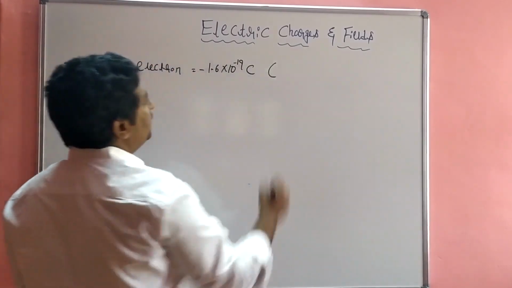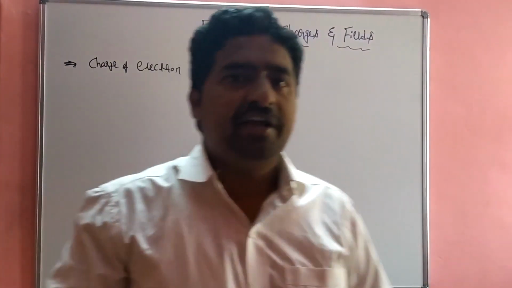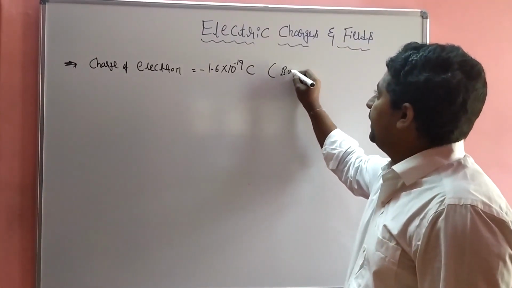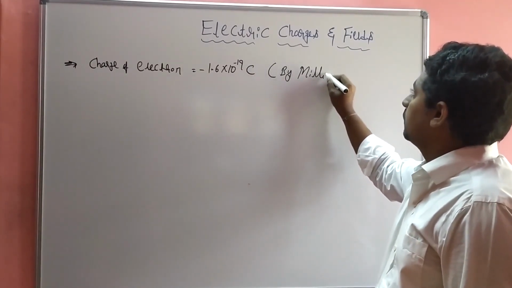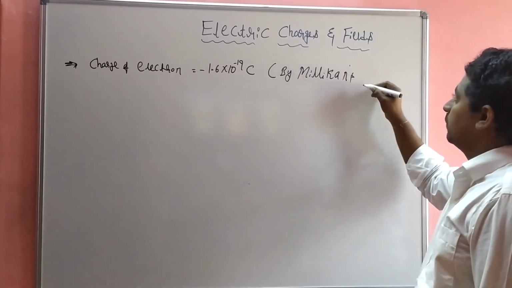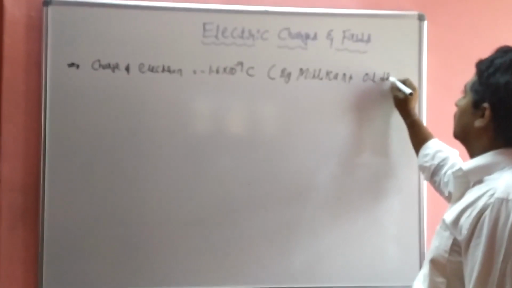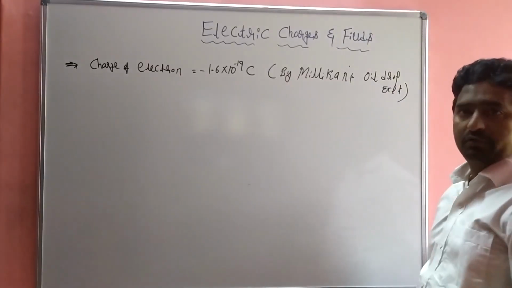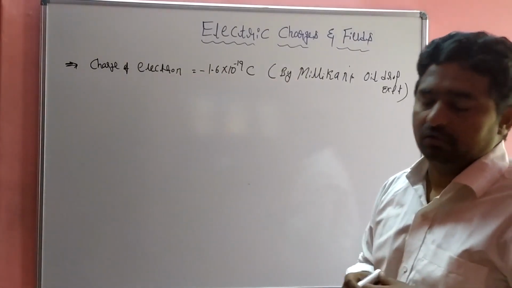So which experiment gave this value? Which experiment provided this value? That is Millikan's oil drop experiment. So this experiment provided the good information about the charge of electron.